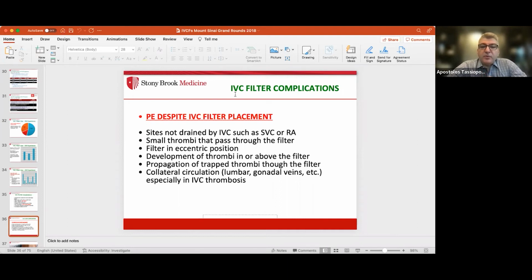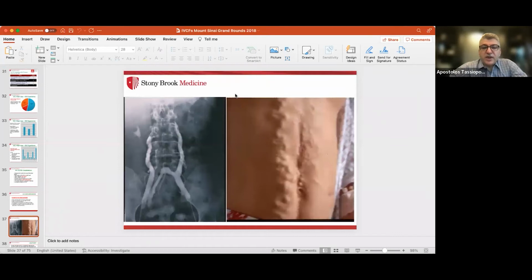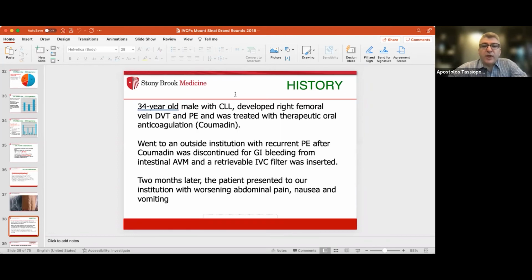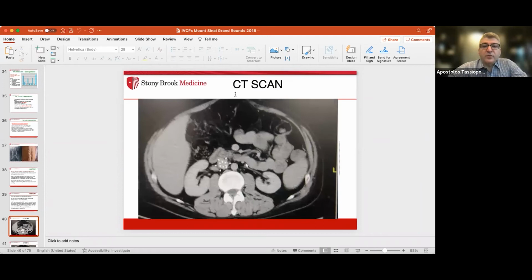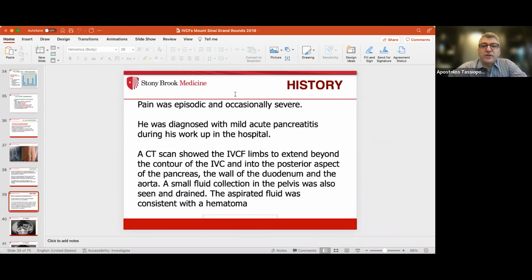When you have thrombosis and thrombus presence above the filter, certainly the filter is not going to help in these situations. And then when you have collateral circulation from the lumbar or gonadal veins, this is one of these examples, where you have IVC occlusion, but you have these large veins on the side that can really become sources of pulmonary embolism.